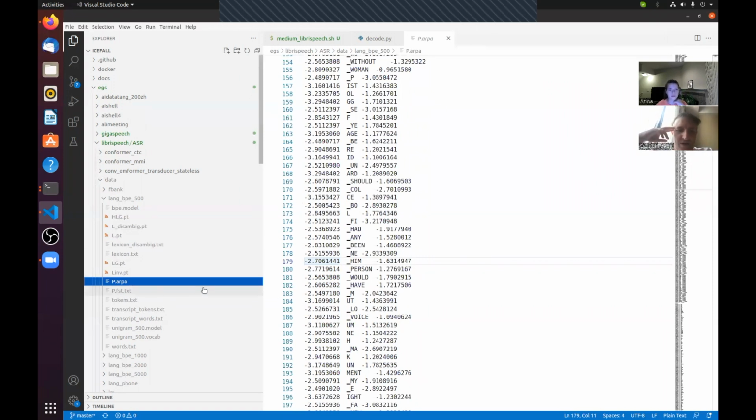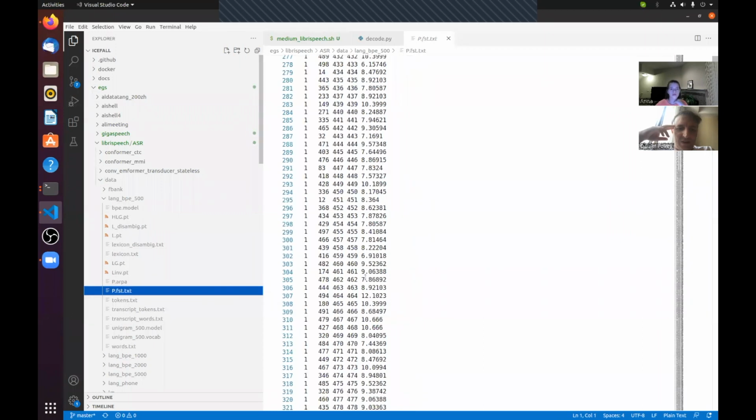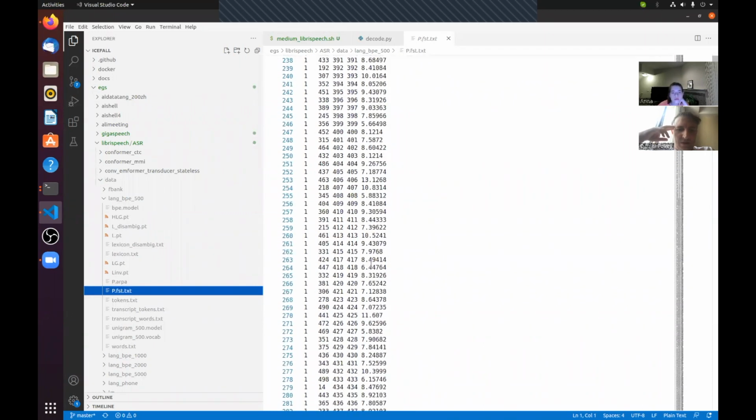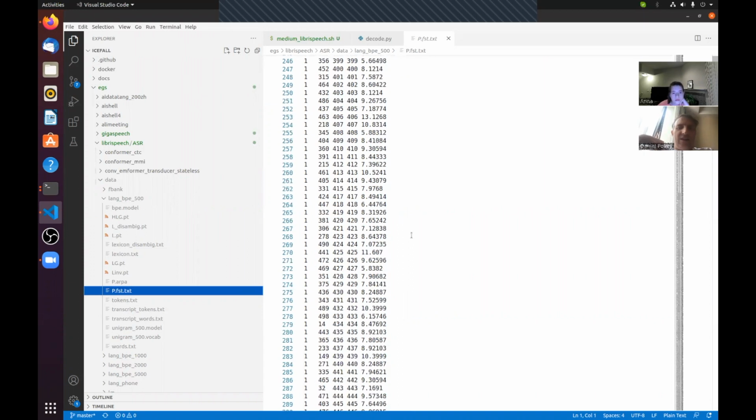Okay, let's go to P.fst.txt, the next one. So this one is created from P.arpa. It's like an FST format of the language model. There's a way that you can turn language models into finite state transducers. It's all described in Mehryar Mohri's Springer Handbook chapter on FSTs.